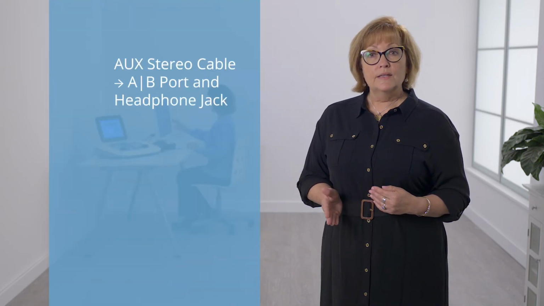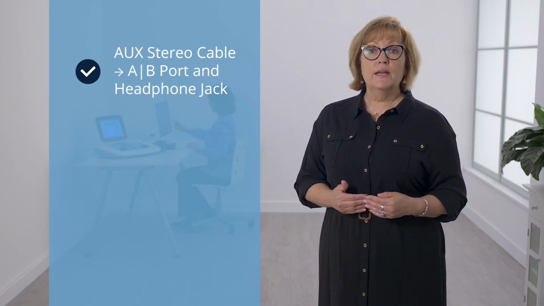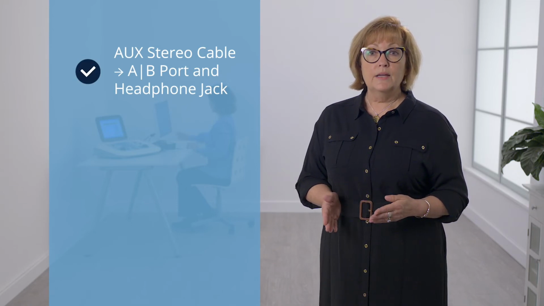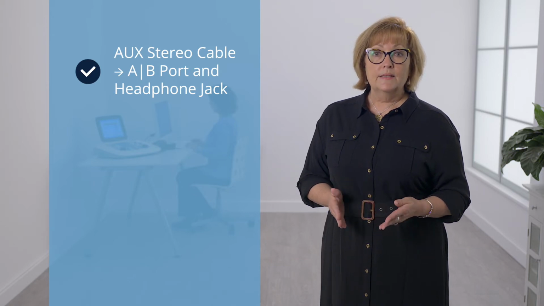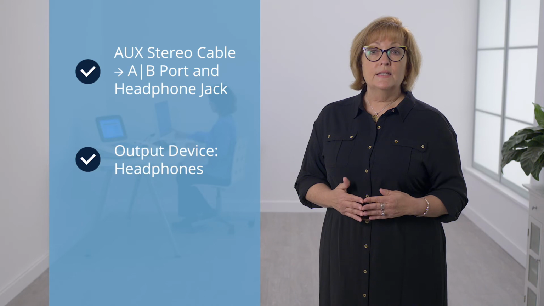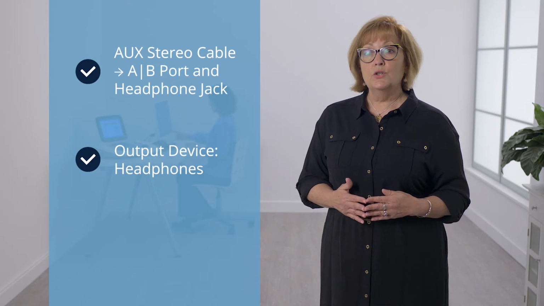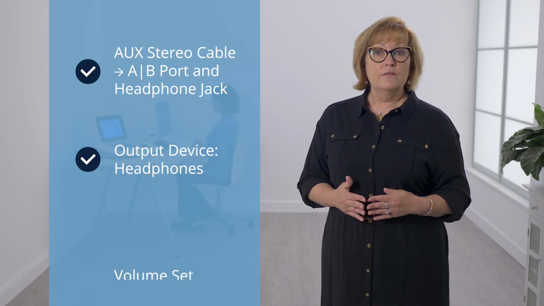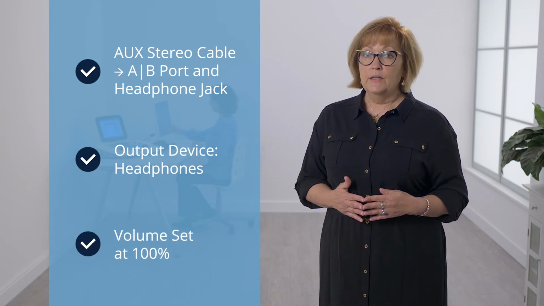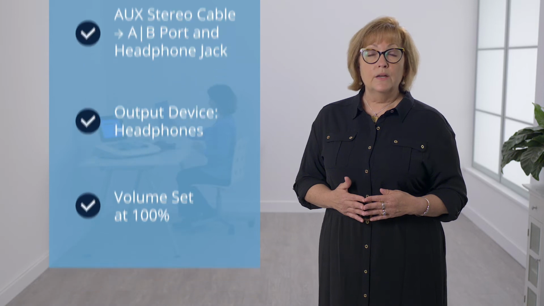AMTAS uses the PC volume to play the video instructions. If the instructions are not being played through the headphones, check the following. Ensure that the aux stereo cable is plugged into the external AB port on the back of the audiometer and the headphone jack on the PC. Next, ensure the output device is the headphones and not the internal speakers of the PC. Finally, ensure that the volume of the PC is not muted and that the volume level is 100%.